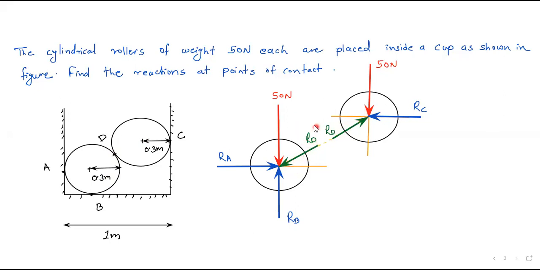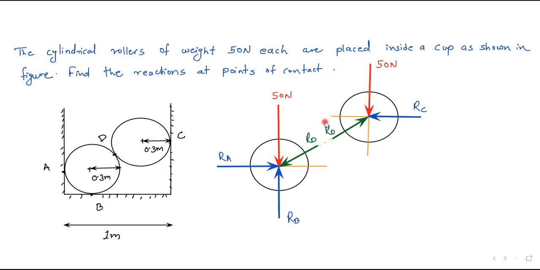When I talk about this RD, you can say that this sphere 2 will exert some reaction on this sphere 1. So this contributes in this RD. And when I talk about this RD reaction which I have shown on sphere number 2, you can say that on sphere number 2, this sphere 1 will exert some force. That is nothing but this RD. So this is the free body diagram.